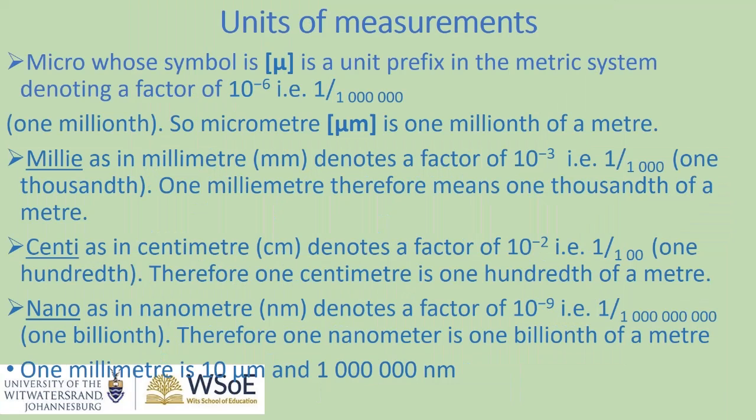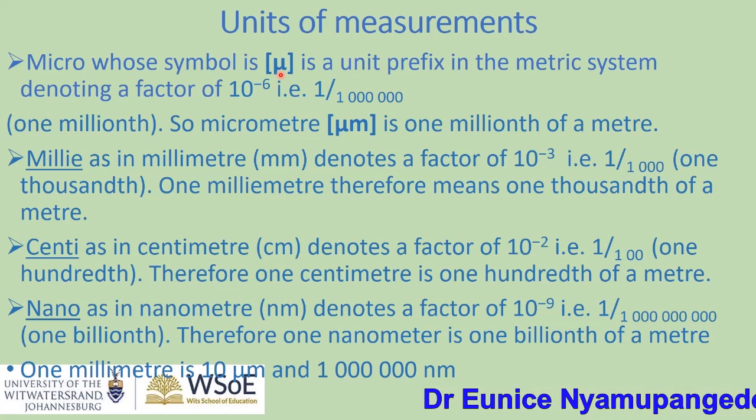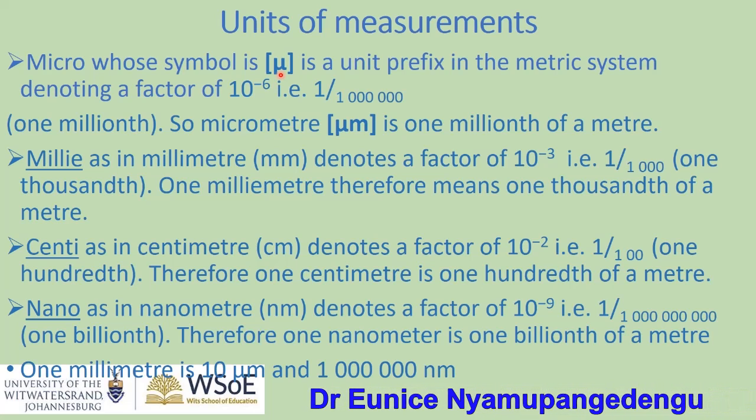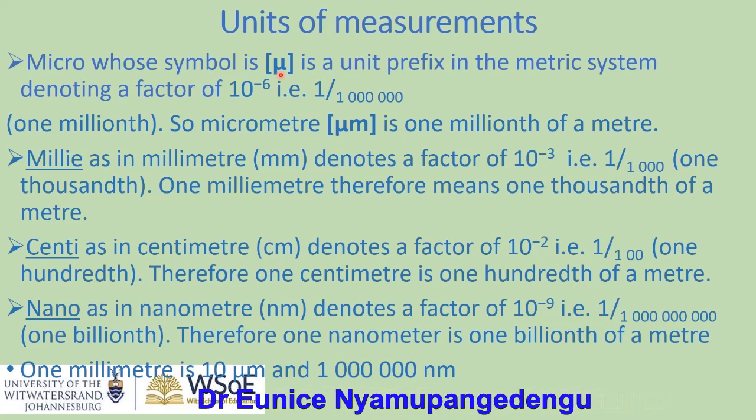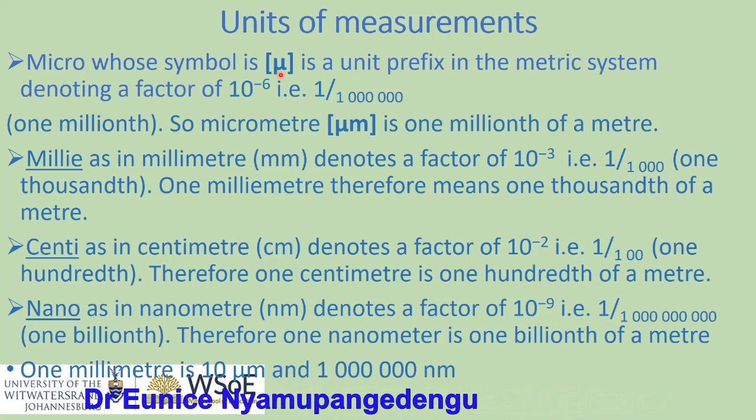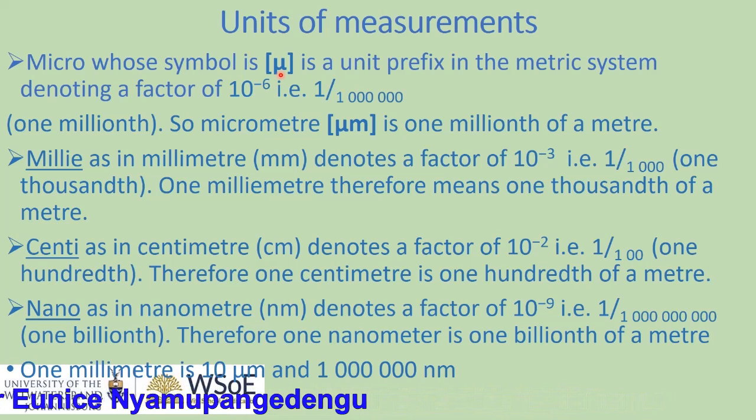So units of measurements. The symbol for micro is this, which appears like a U, and it is a unit prefix in the system of measurements that we use, which is called the metric system, which was developed in France, and it denotes a factor of 10 to the power minus 6, which is 1 over 1 million. So what this means is micro is 1 millionth of a meter.